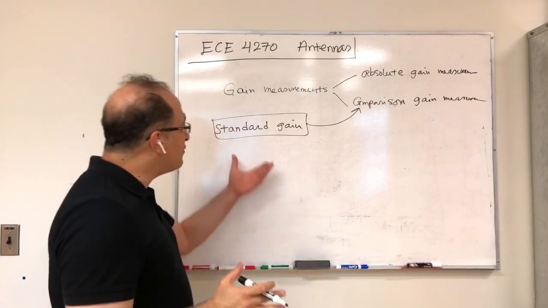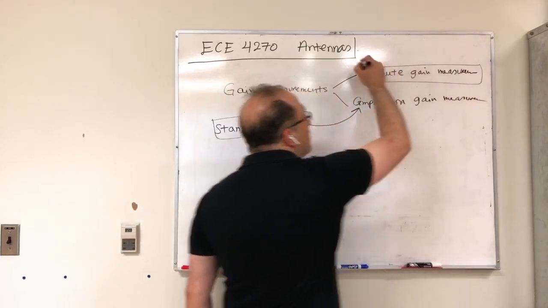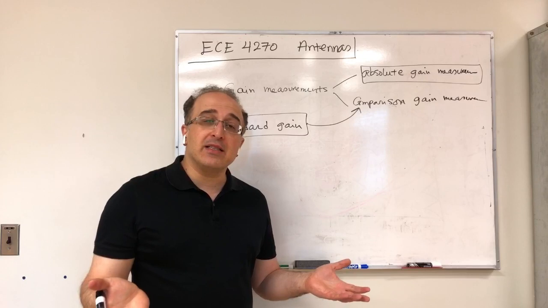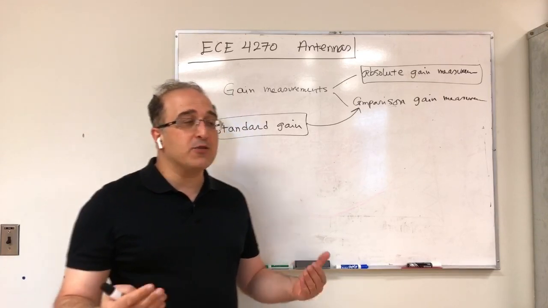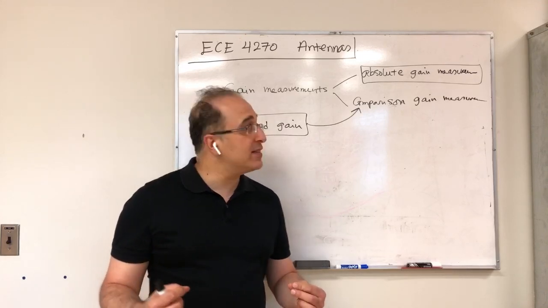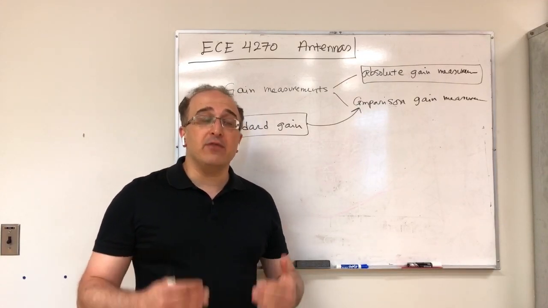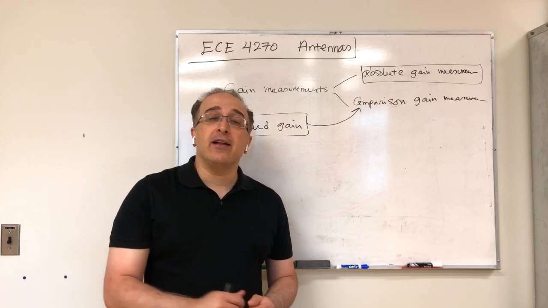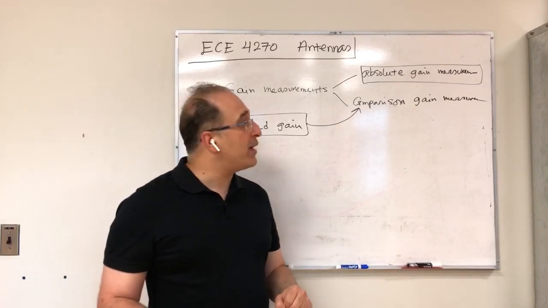But sometimes you do not have a standard gain, or you want to make one, and then you need to go to absolute gain measurement techniques. So in this lab, we first assume that we do not have any standard gain. We figure out the gain of a pyramidal horn antenna using absolute gain measurement, and then use that antenna as a standard gain to find the gain of another antenna. So we start with absolute gain measurement, and then go to comparison gain measurement.